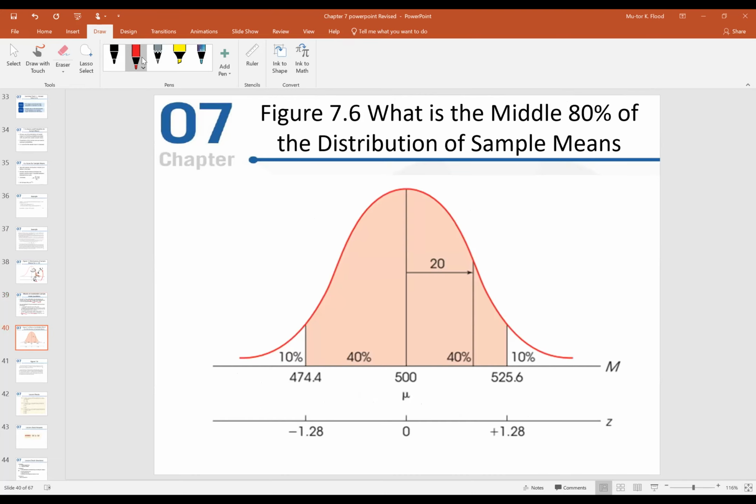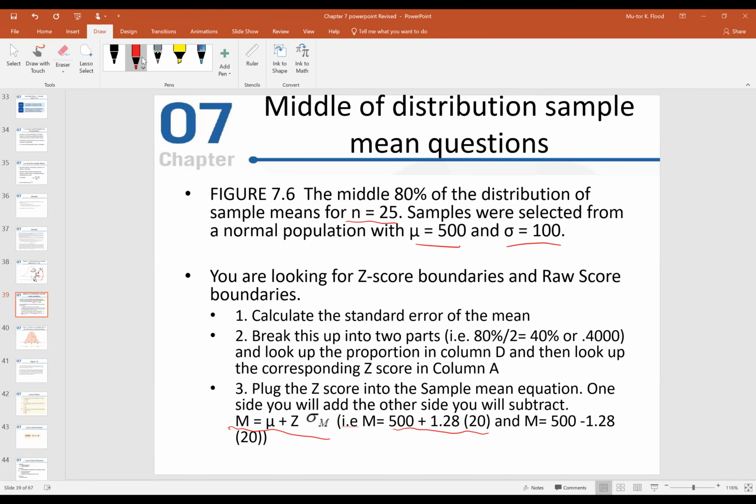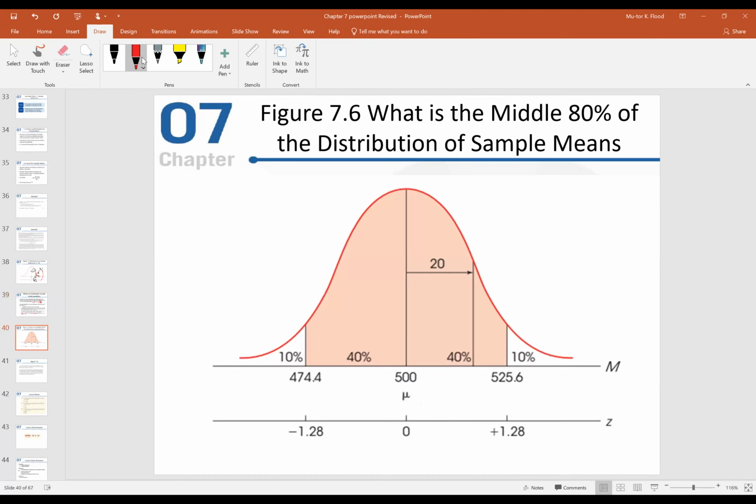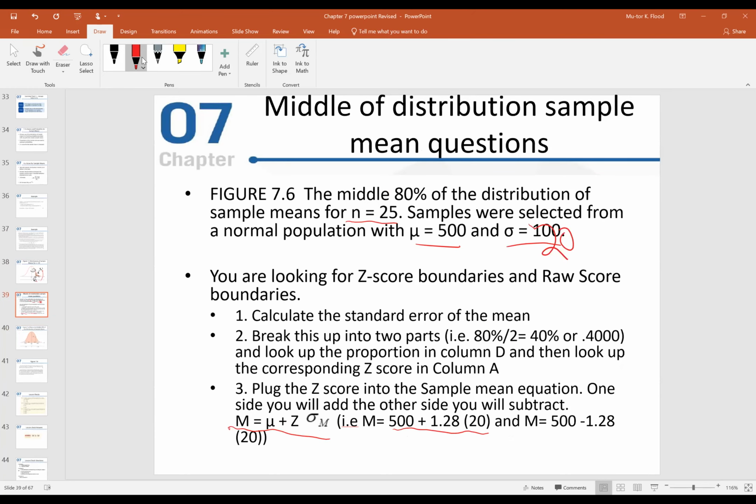Let's see. Okay, so this should say 20. The standard deviation is 20. Oh, no, I'm sorry. No, this is the standard error. So don't mind me with that one. Yes, the standard deviation is 100, but the standard error is 20.